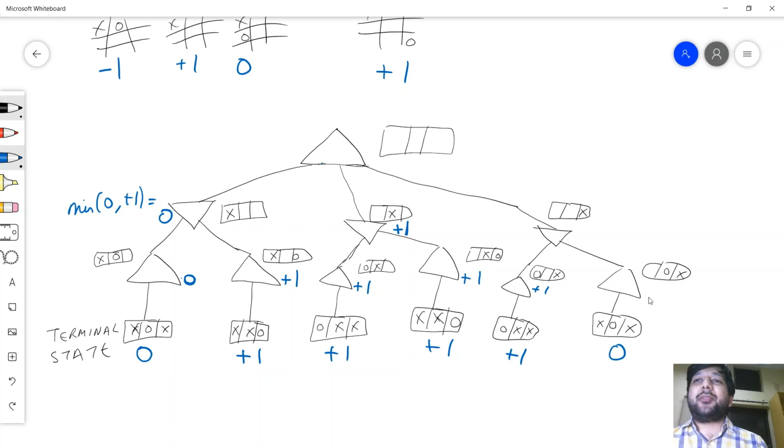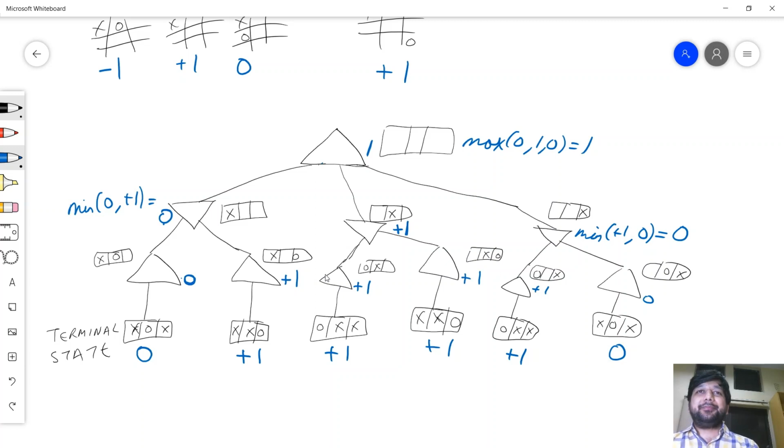+1, max of all the options, 0 of all the options. Remember, it's still depth first search, so I should have solved this before going here. It's a min of +1 and 0, which is a 0. So luckily, Min can force a tie over here. And what does Max do? It takes a maximum of 0, 1, and 0. So I have a maximum of 0, 1, and 0, which is a 1, and therefore my utility is 1.